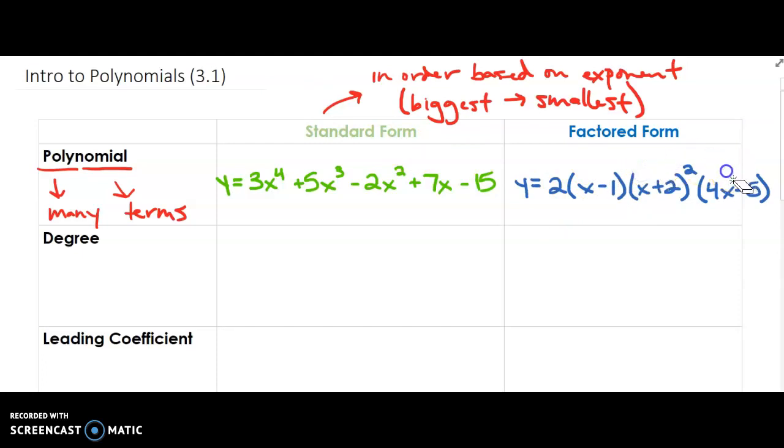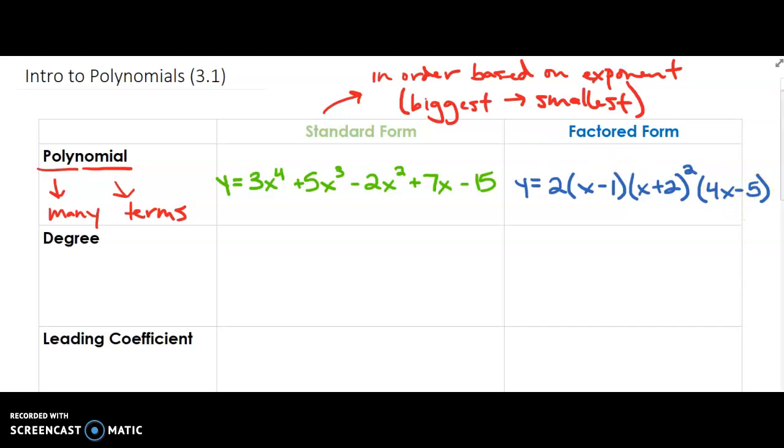And for the most part, our goal is to actually solve polynomials this unit, which means we're trying to get x equals. And that means part of the process is trying to go from standard form to factored form. That is part of our process, and we'll talk more about that later. But that's why both of these forms really matter to us.